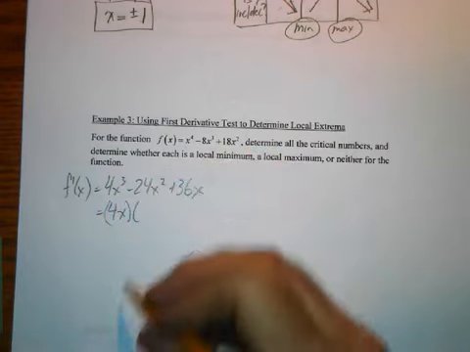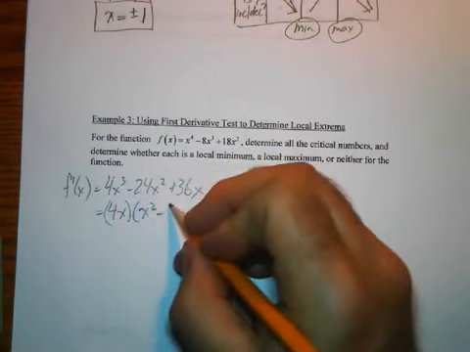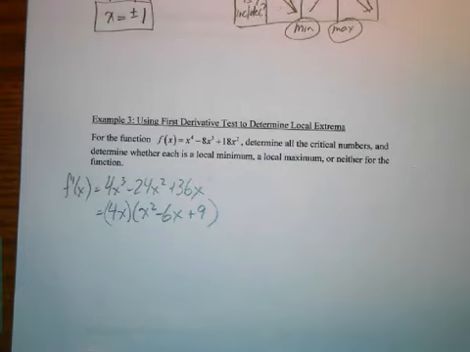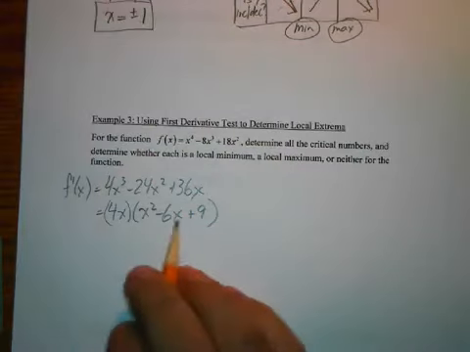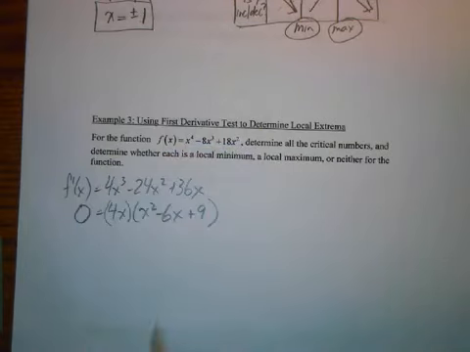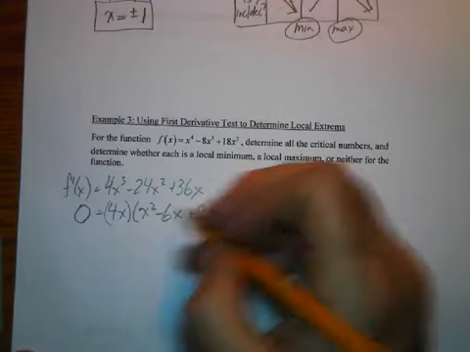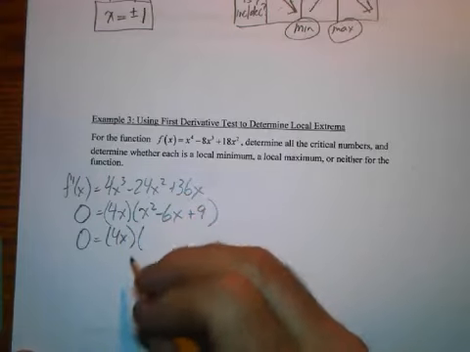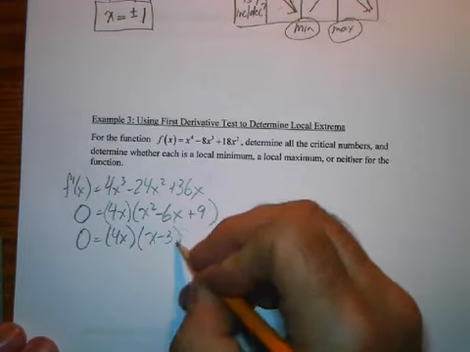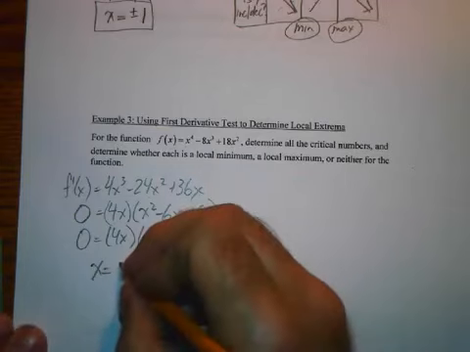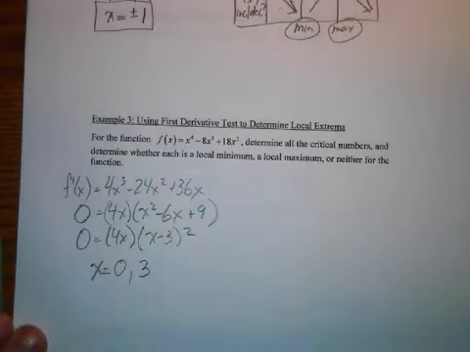And what do we have left over? Well, that's an x squared minus 6x plus 9. Well, that worked out pretty nicely. I might as well just save a step here rather than writing that. Let's set that to 0 now. But we still have a quadratic here, so that's easily factorable. That's actually a perfect square trinomial, x minus 3 squared. Okay, so we actually have two critical values at x equals 0 and x equals 3.